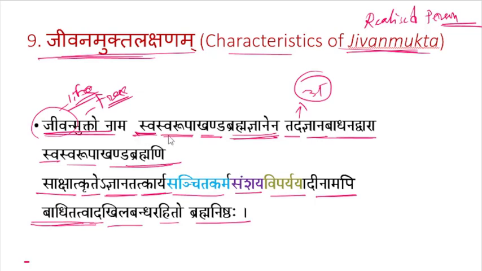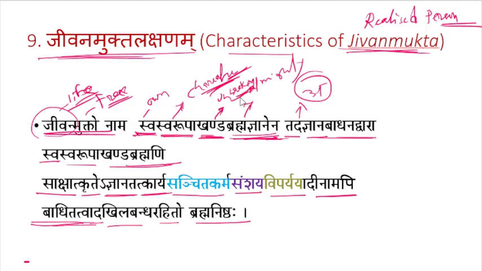How? Swa Sarupa. Swa means your own. Sarupa means characteristics, your features, own features. Akhanda Brahma Gyanena. Brahma means the Almighty. Akhanda means unbroken. Write it, unbroken. So, unbroken knowledge of the Almighty.